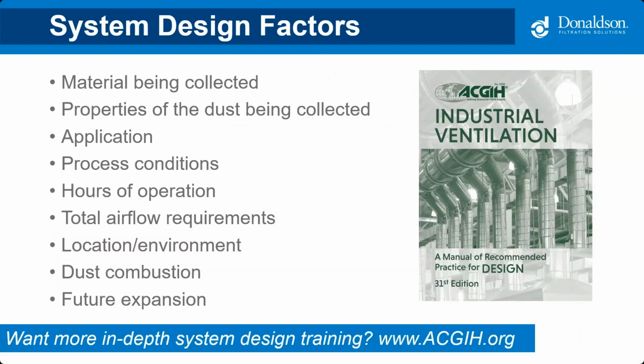When we design a system, there's a lot of factors that are considered, probably more than most people realize. The publication shown here is the Industrial Ventilation Guide, written by the ACGIH, which is a nonprofit scientific organization that advances occupational and environmental health. The outlines in it are considered by most in the industry, including OSHA, as the standard for proper ventilation design.